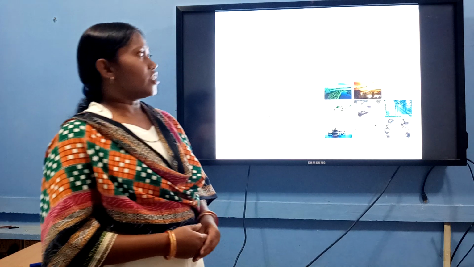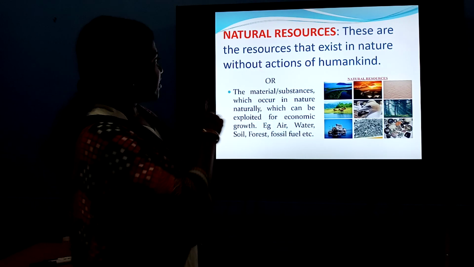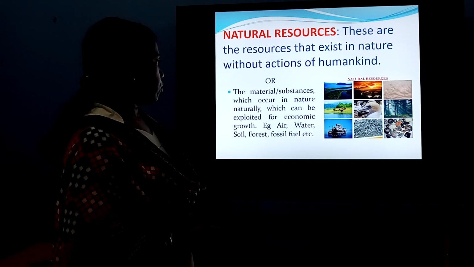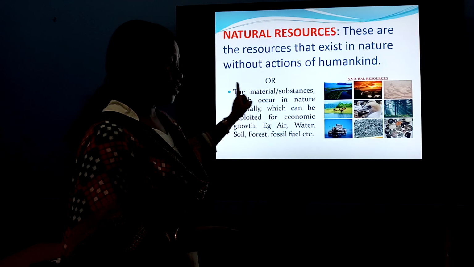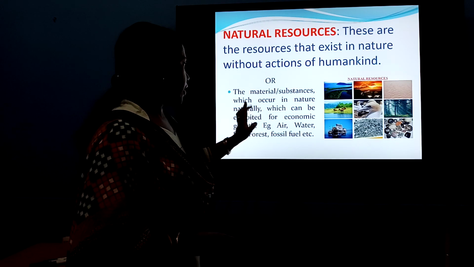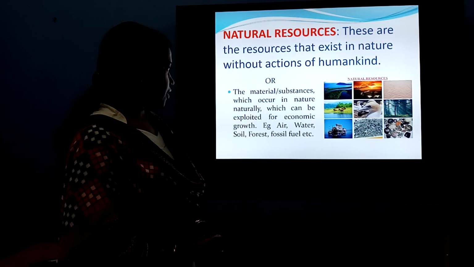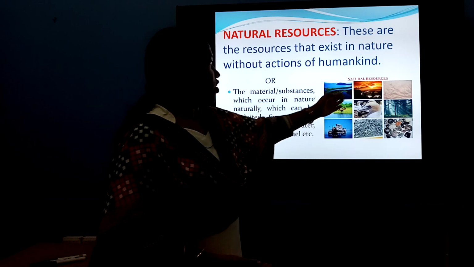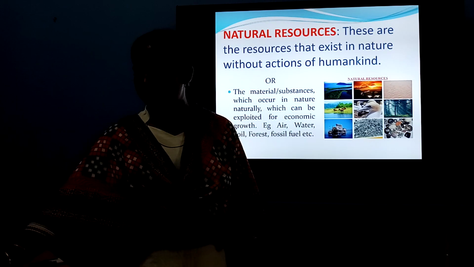Now what are natural resources? These are the resources that exist in nature without action of humankind, or the materials or substances which occur in nature naturally, which can be exploited for economic growth. Examples: air, water, soil, forest, fossil fuels, etc. These are called natural resources.